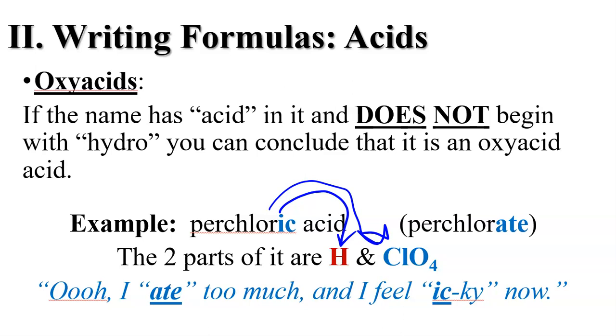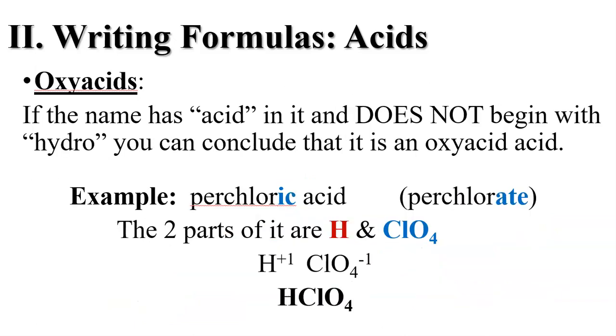Perchlorate is this polyatomic ion. So perchloric acid, we have H and ClO4. Remember our little saying is I ate too much and I feel icky now, which is why I got the IC at the end. All right, so that leaves me with HClO4.